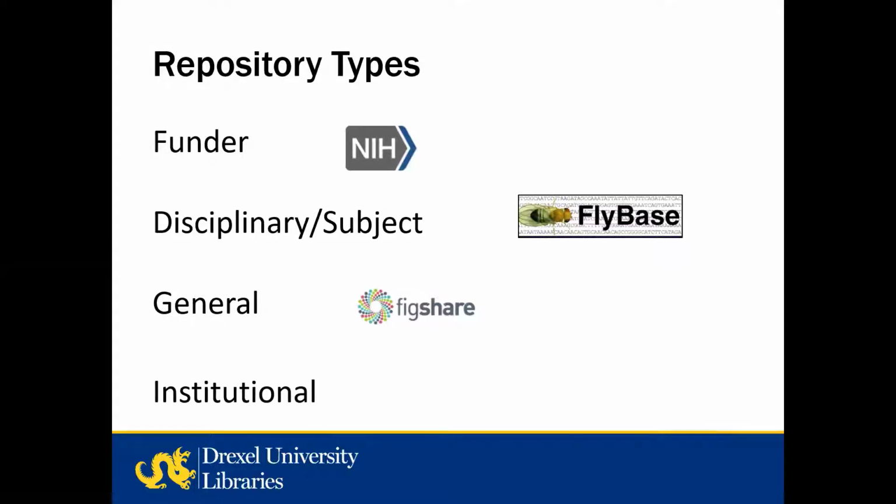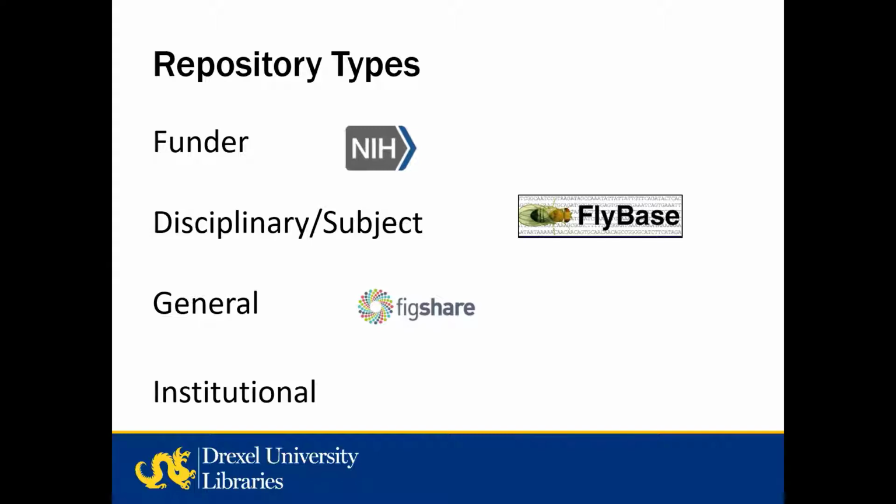There are several types of repositories. Some funders, like the NIH, host repositories where you can submit your research data when your project is complete. Disciplinary repositories are typically supported and managed by professional organizations. Your discipline may have a repository that all your colleagues go to for information on the topic. So for example, FlyBase is the place for genetic data on fruit flies.